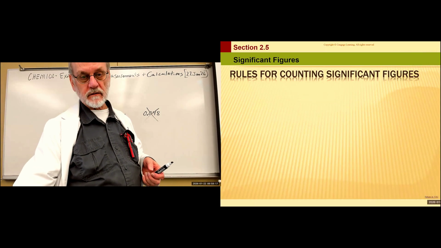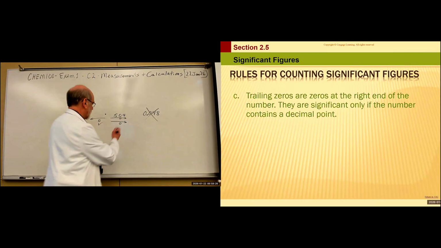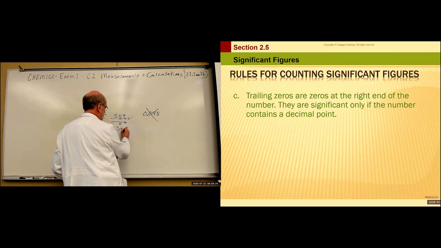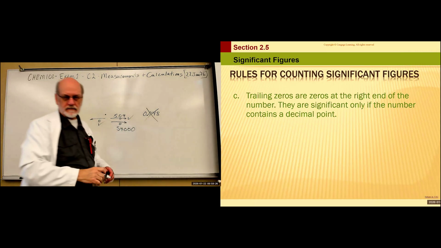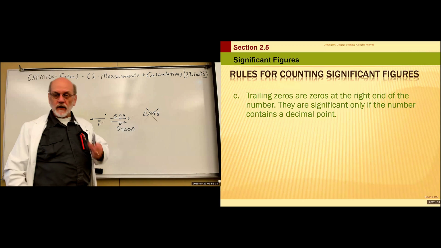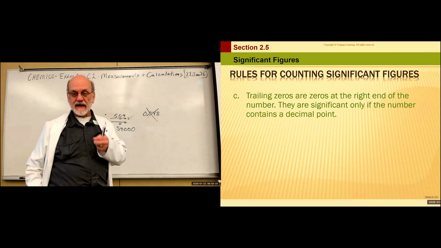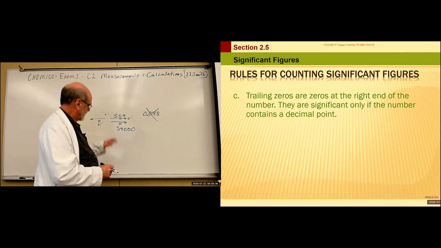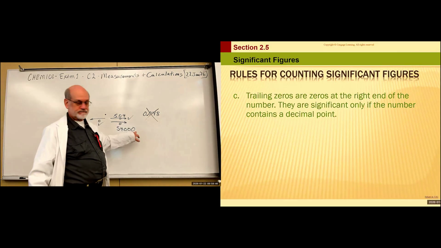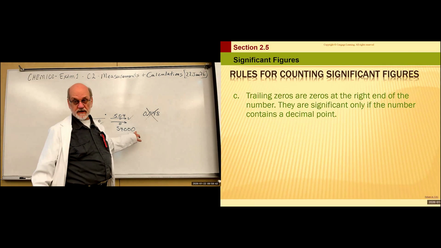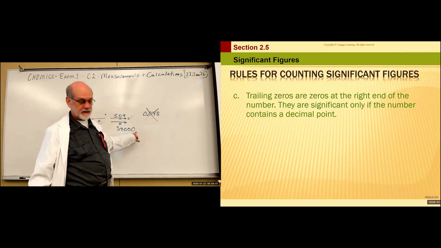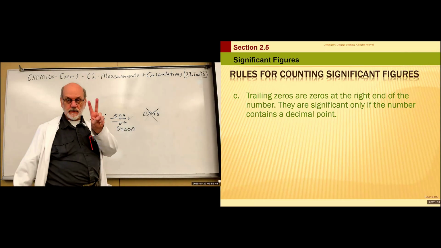And then the last type, maybe we did this one. The last type is zeros to the right, trailing zeros. Now, those zeros have conditions. If the number doesn't end with an explicit decimal point, then those zeros are not significant. So this number would only have 2 significant figures.